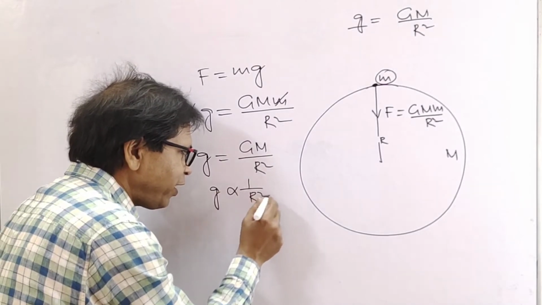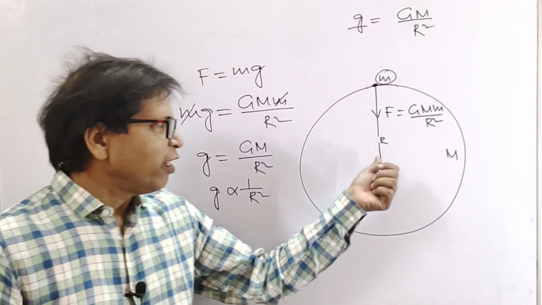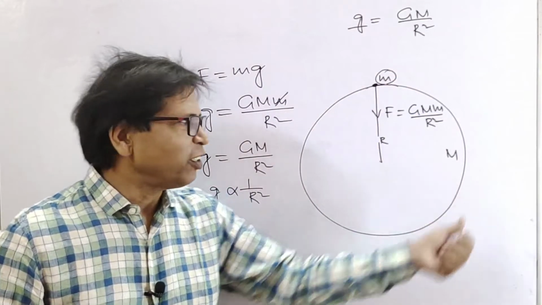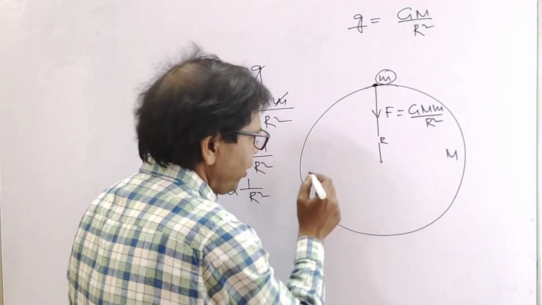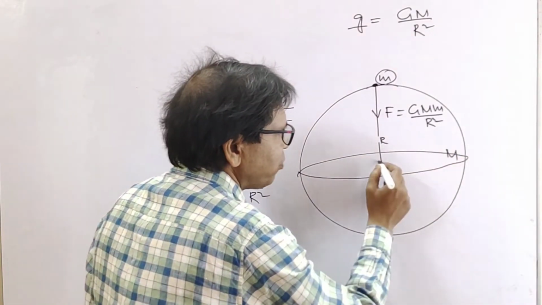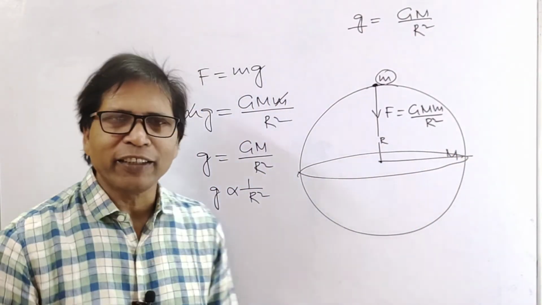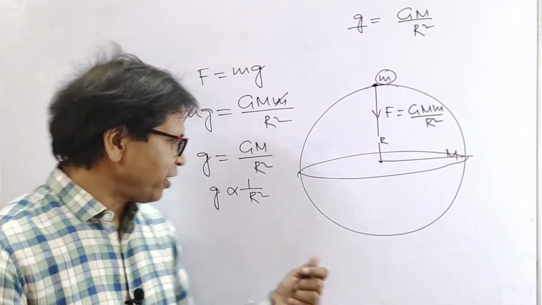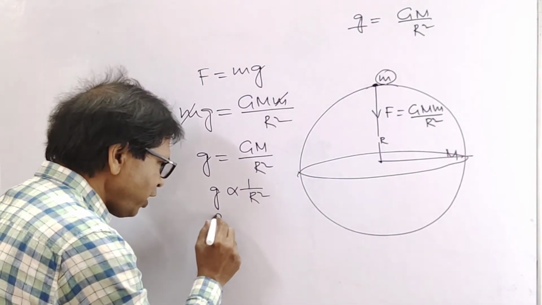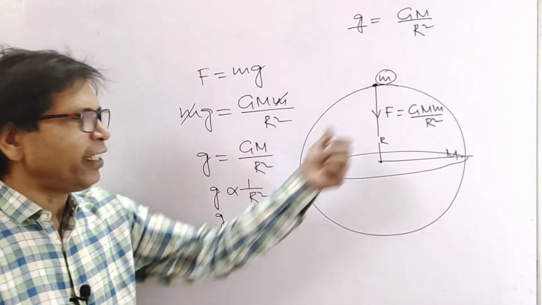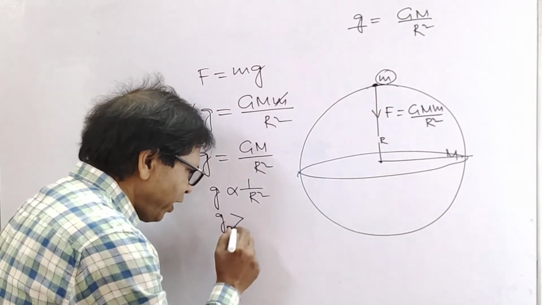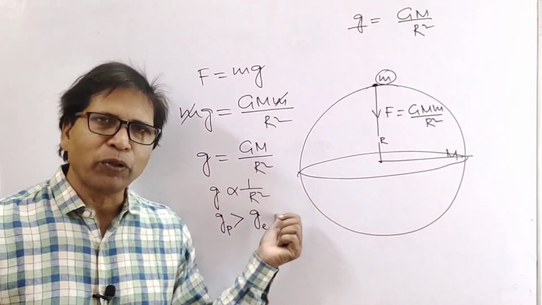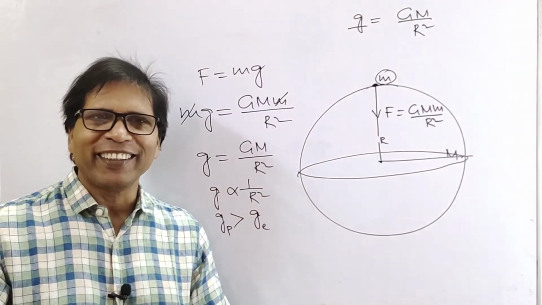g is inversely proportional to the distance of the Earth's surface from its center. Now the polar radius is less than the equatorial radius. Look at this, this is the polar radius and from this to this is the equatorial radius. So g at the pole, as its radius is less, is greater than g at the equator, because g is inversely proportional to the square of that distance.